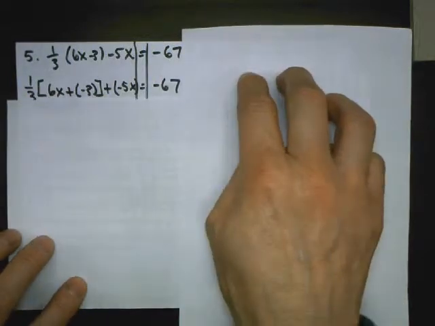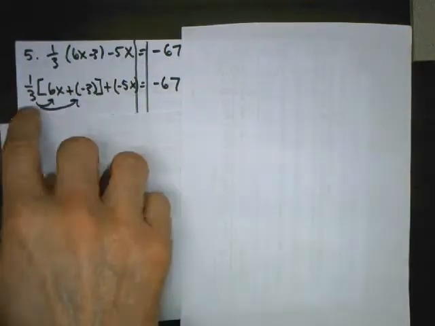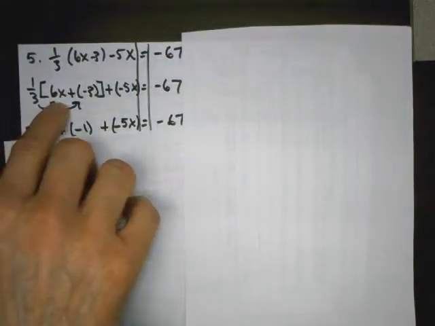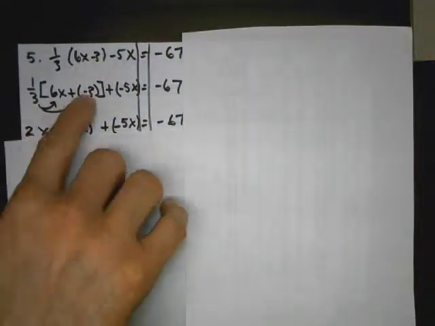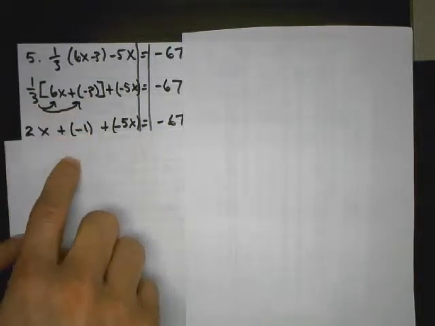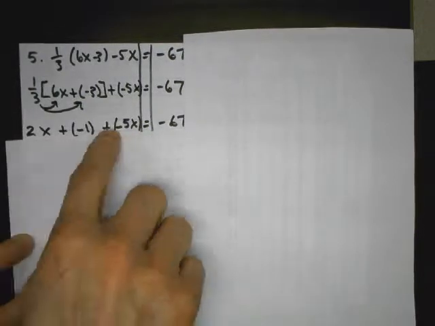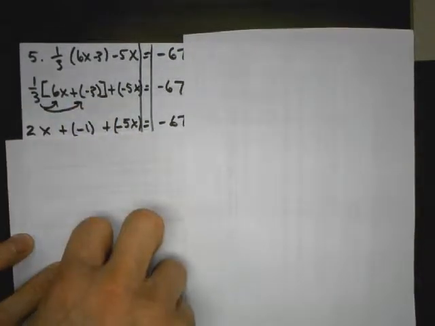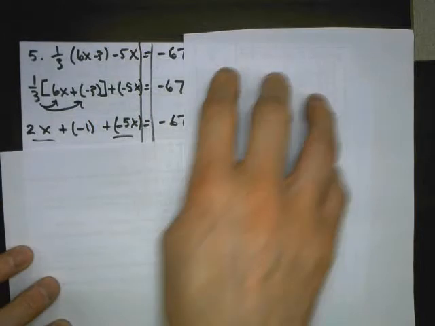Now I distribute 1/3. Distributing 1/3 is like dividing by 3, right? So I go 1/3 times 6x and 1/3 times -3. 1/3 times 6x is 2x. 1/3 times -3 is -1, right? Positive times negative is negative. So now I distributed, so those brackets go away, and I can combine like terms.